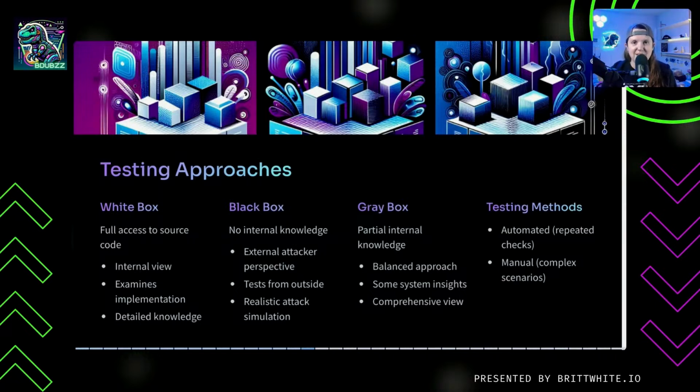Finally, there's gray box testing, which combines the best of both approaches. We have some knowledge of the internal workings, but we still approach testing like an outsider would. This gives us a more balanced and comprehensive view of the system's security. Now, testing can be either automated, which is perfect for repeated security checks, or manual, which is better for complex scenarios. And it runs from the initial planning through eventual system retirement.